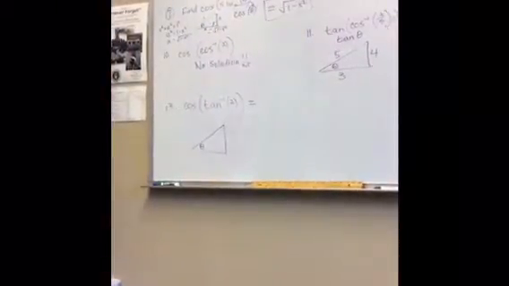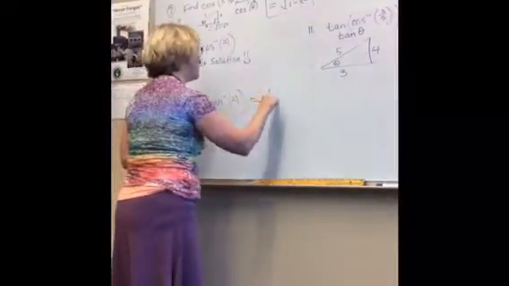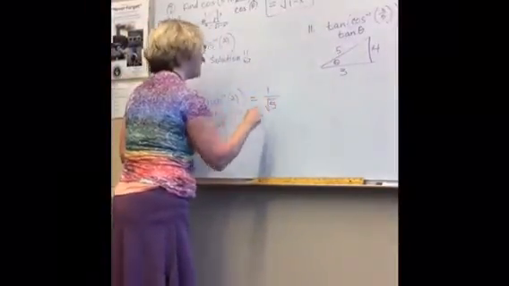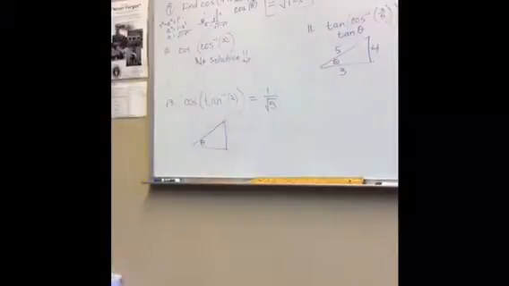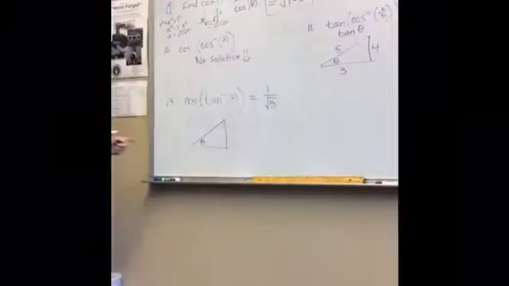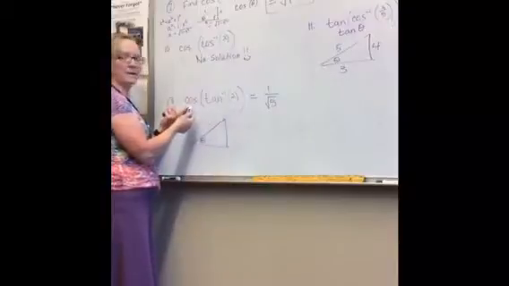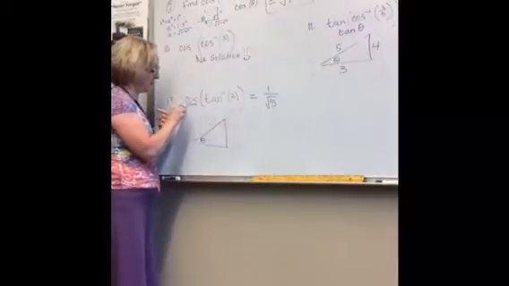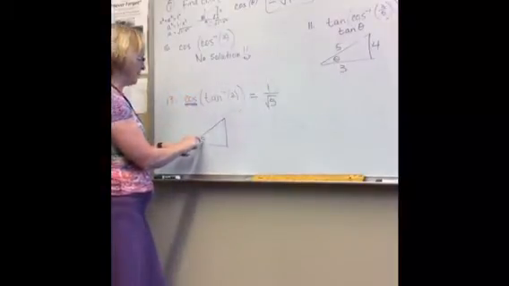Sam Lewis, what did you get? 1 over the square root of 5. Did anybody else get that? Yes. We have a few yeses. Okay, so here we go. We are looking for a ratio because the outside function is a cosine. So we're taking the cosine of some angle.